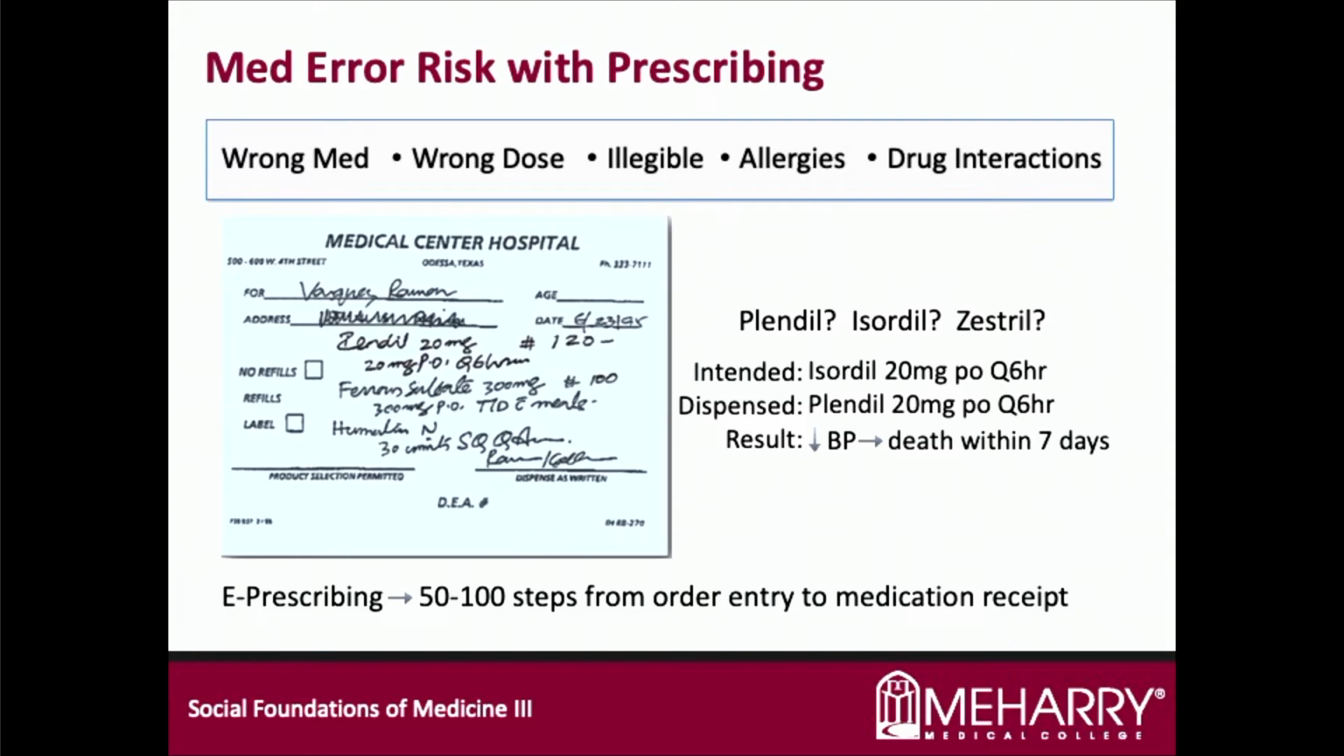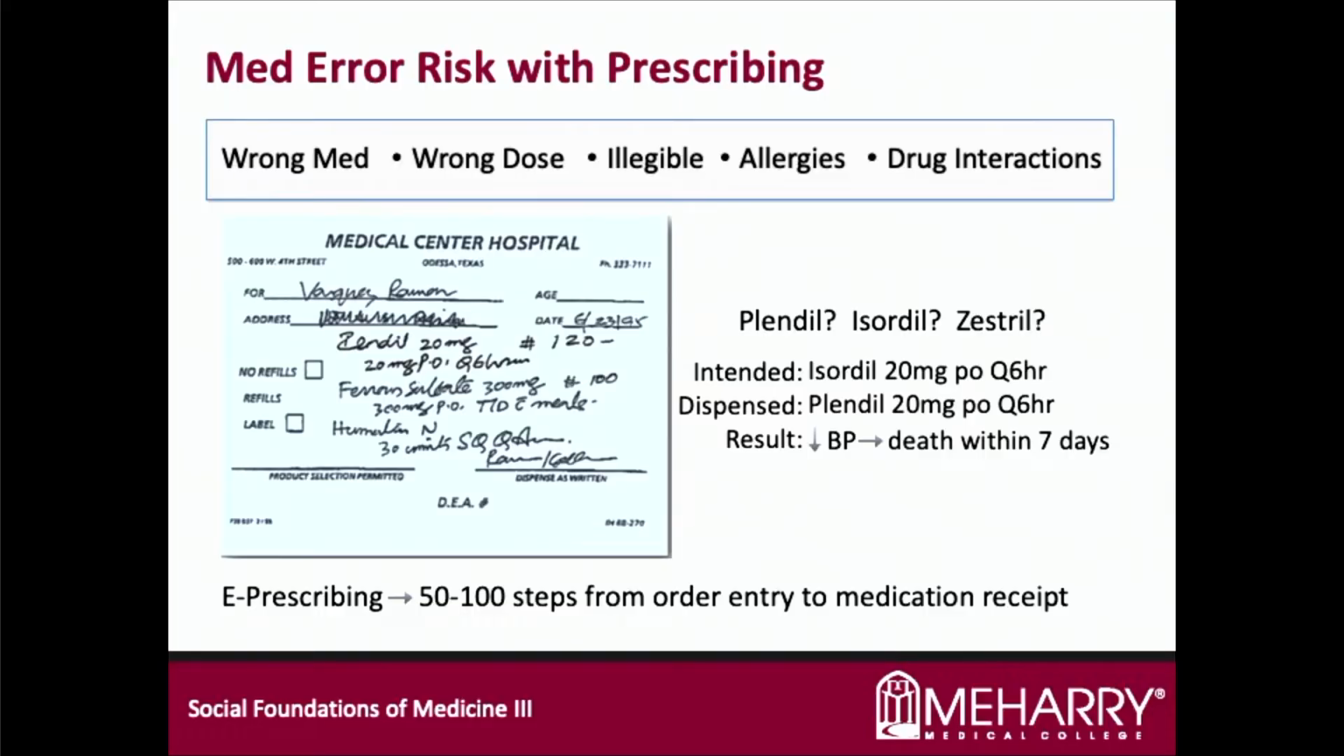Now, we can say, okay, electronic prescribing. We're moving from these illegible scripts and we're going to do everything electronically, which is going to help some things. But you have to consider that in the e-prescribing process, from when an order is entered into the system to when that patient picks the medications up, there can be anywhere from 50 to 100 steps that occur in there.